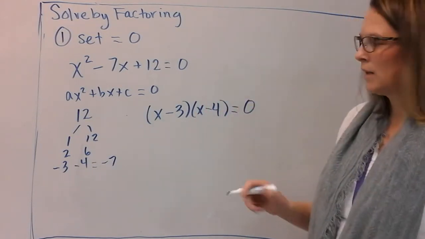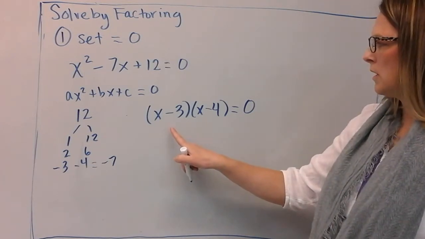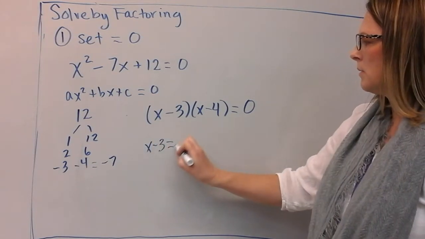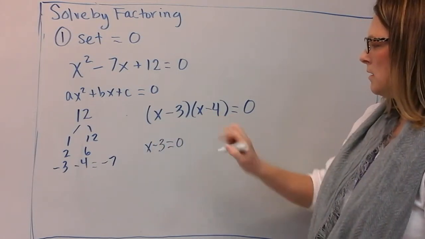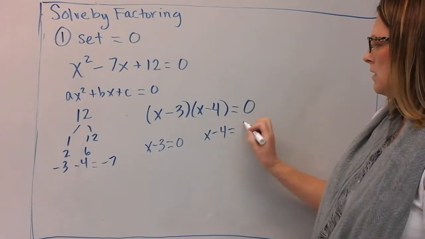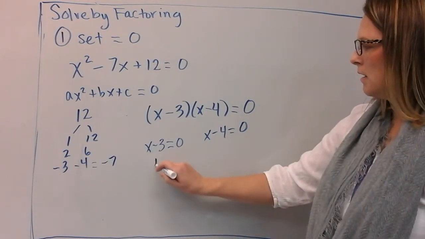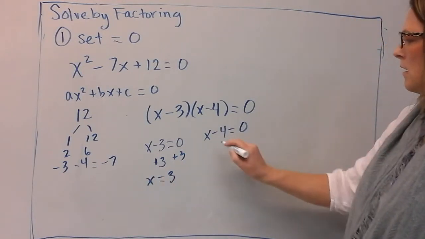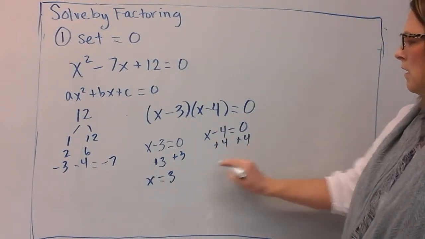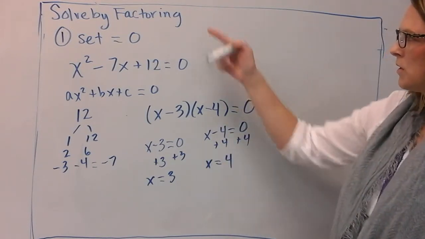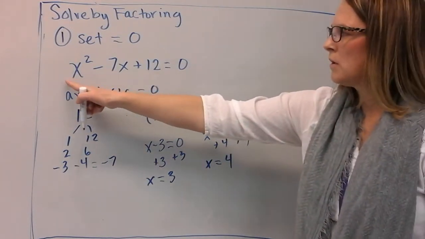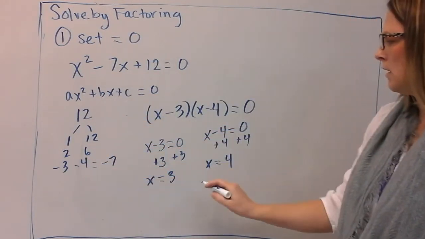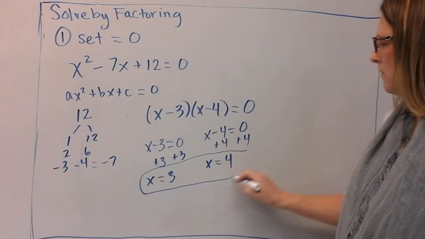Then we're going to use the zero product property, so anything times 0 equals 0. So we want to make this set equal to 0. X minus 3 equals 0. We want to make this set equal to 0. X minus 4 equals 0. And then you solve for x. In this case, add 3 to both sides. X equals 3. And in this case, add 4 to both sides. X equals 4. So we used solve by factoring with a leading coefficient of 1. It was already set to 0. I found my factors, they add to negative 7, and here are my two solutions.